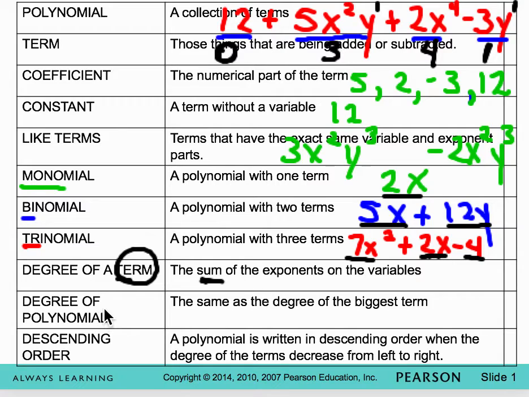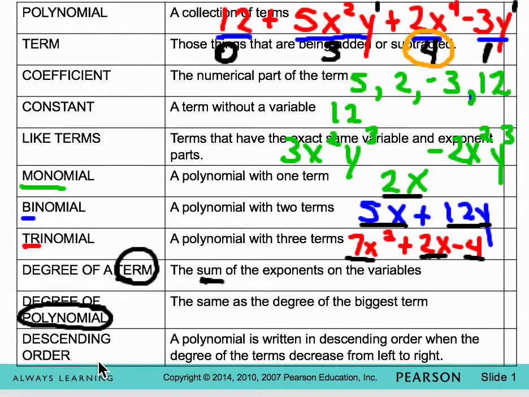Now, if you want to know the degree of the polynomial, you do not add all the exponents. You find the degree of each term, and then whatever the degree of the biggest term is, that's the degree of the polynomial. So this polynomial right here is a 4th degree polynomial.